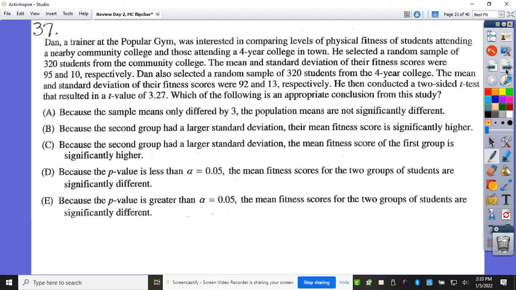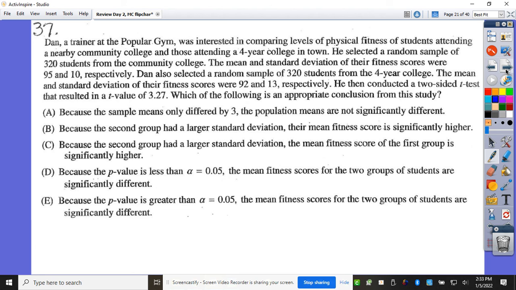This problem you actually can solve out completely. This problem you actually can answer without ever doing any math, or you can kind of do a mix in between. So Dan, a trainer at Popular Gym, was interested in comparing level of fitness of students attending a nearby college, a community college, and those attending a four-year college in town.